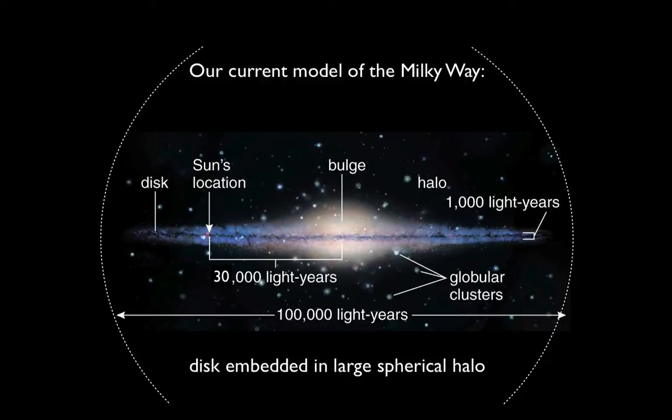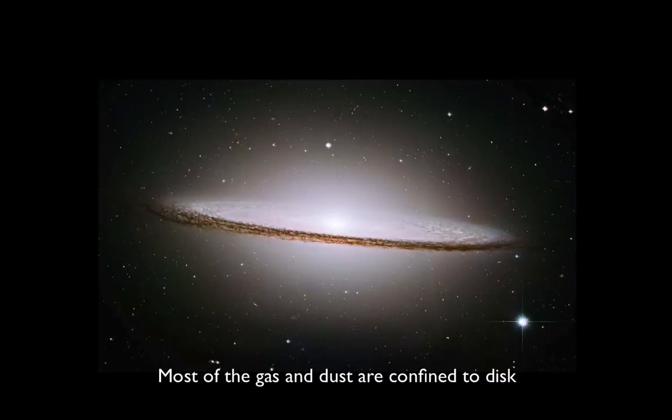The disk is embedded in this large spherical halo where the globular clusters live. There are also stars in that halo. This is a picture of the Sombrero Galaxy, so this is another galaxy, not our own. But this is a picture from the Hubble Space Telescope, and you can see the very thin disk that is inserted into this sort of spherical distribution of light as it appears to us here. This light is actually caused by many, many, many stars. They're too small to resolve in this picture.